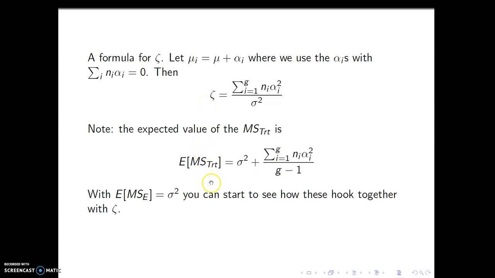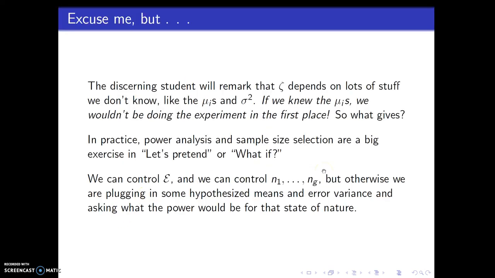Note that the expected value of the mean square for treatment is going to be something that resembles this quite a lot. It's the error variance plus this quantity here to the right. So if we know that our mean squared error is sigma squared, which is our assumption, we can see how there's some similarity, and we can use this information of the MS treatment and MSE to help us know something about the non-centrality parameter.